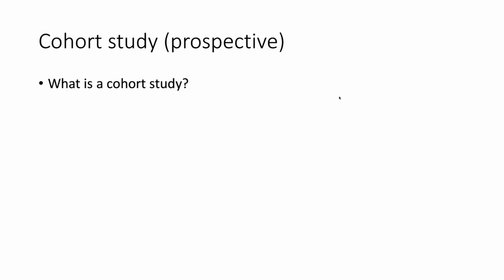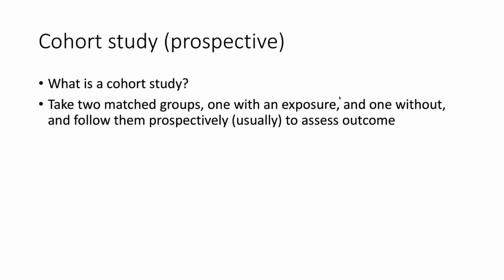So exposure, outcome, relationship. So maybe someone with an exposure and someone without, and follow them forward. Good. Yeah, exactly. So again, whereas a case control study is starting with the outcome and looking backwards to look at the exposure, a cohort study looks at the exposure. So a group with an exposure and a group without the exposure, and follows them prospectively to assess the outcome. Does that make sense?